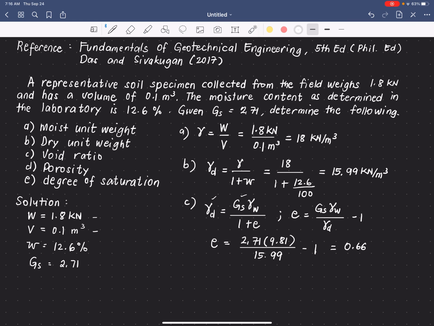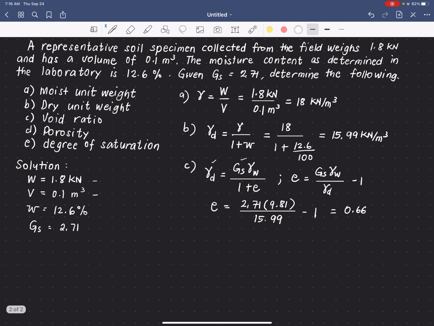Then for the next question, which is porosity, since the void ratio is already known, we have a relation where we can solve for our porosity, and that is equal to e divided by 1 plus e. And we simply plug in the value of e, 0.66 divided by 1 plus 0.66, and the porosity can be calculated as 0.398.